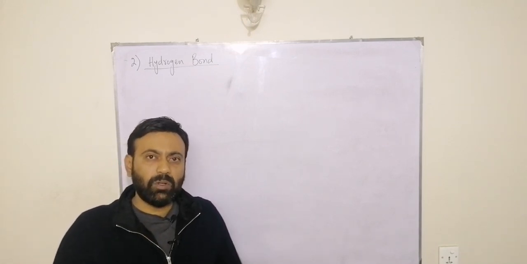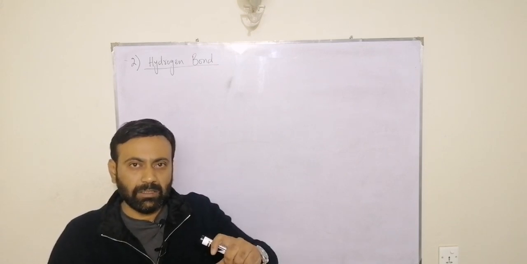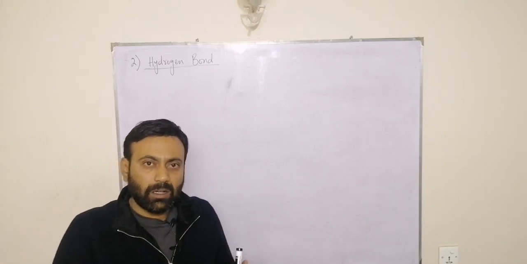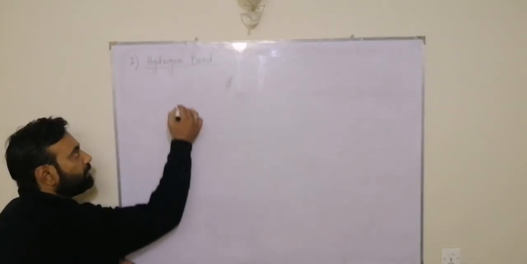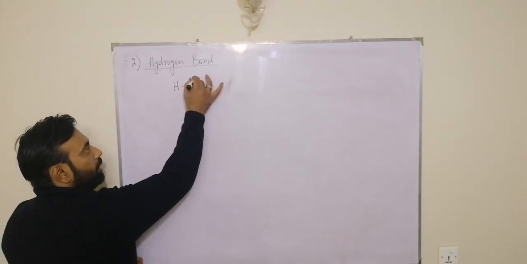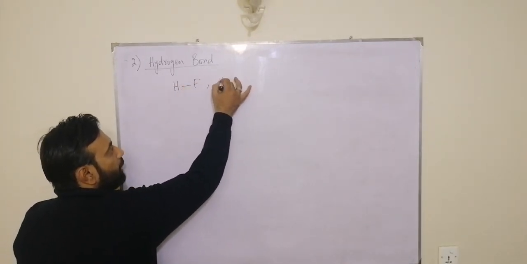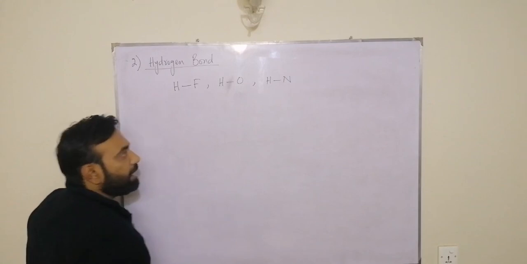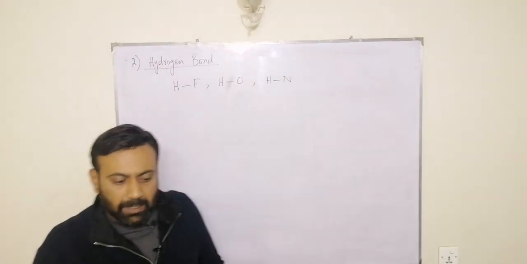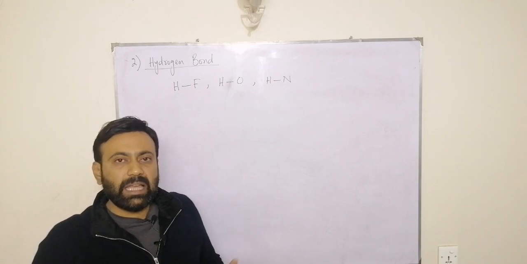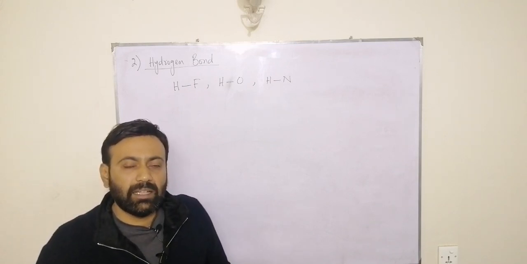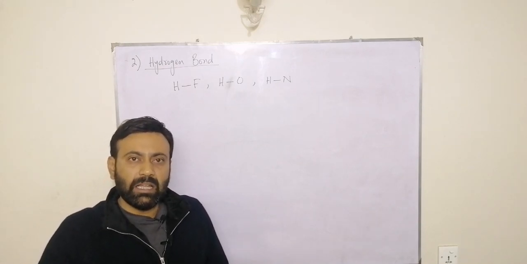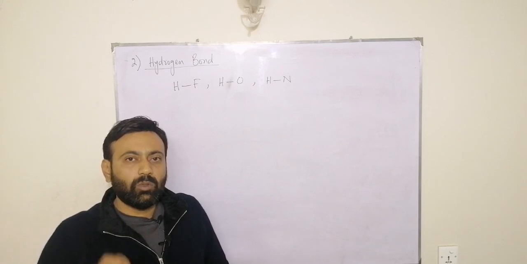So consider a bond between hydrogen and fluorine, or hydrogen and oxygen, or hydrogen and nitrogen. Any of these three combinations: HF bond, HO bond, or HN bond. These three sets of atoms have the largest difference in electronegativities. Due to the largest difference in electronegativities, again the same thing will happen, but to a greater extent.